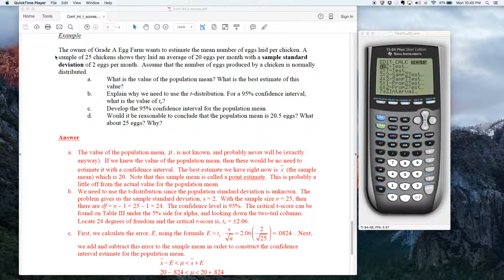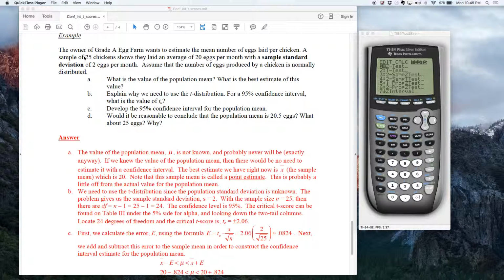All right, so this question says the owner of Grade A Egg Farm wants to estimate the mean number of eggs laid per chicken. Now, I don't know how many chickens are on an egg farm, but I would imagine hundreds of thousands, and you can't possibly ask them every day, gee, how many eggs did you lay today? It's probably an impossible feat to do. So if they're going to give you any answer as to, on average, how many eggs their chickens lay per day, per month, or what have you, they're going to have to take a sample.